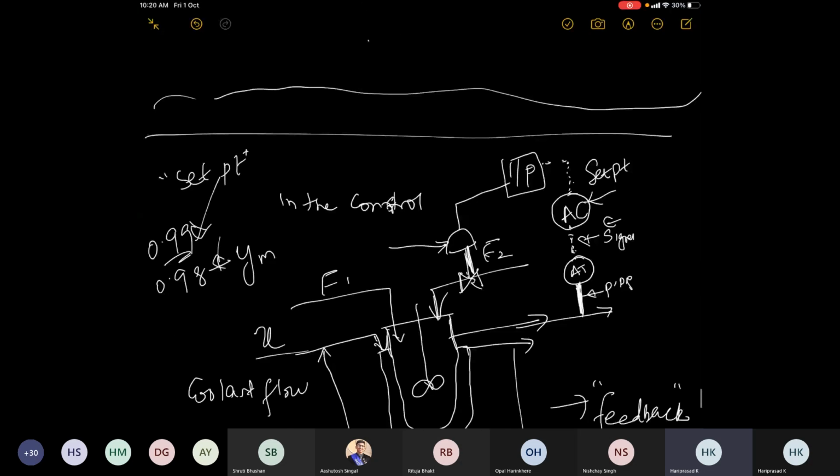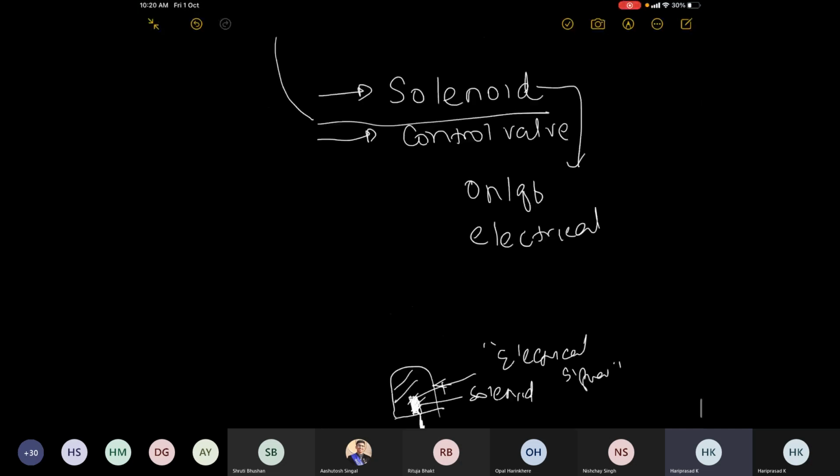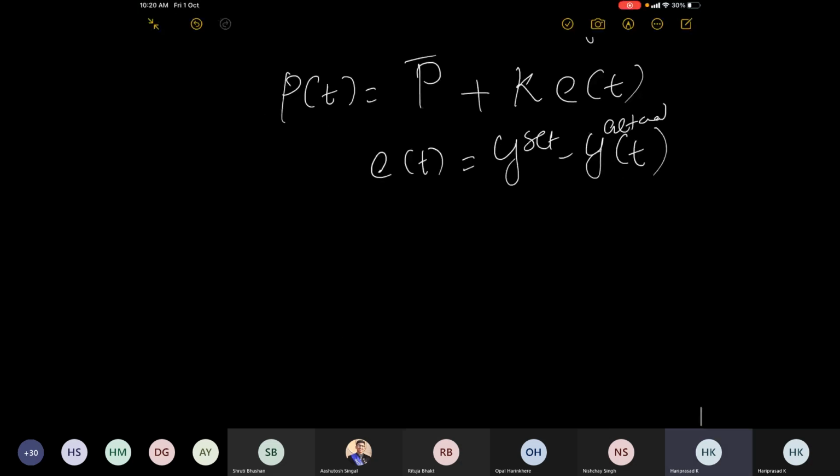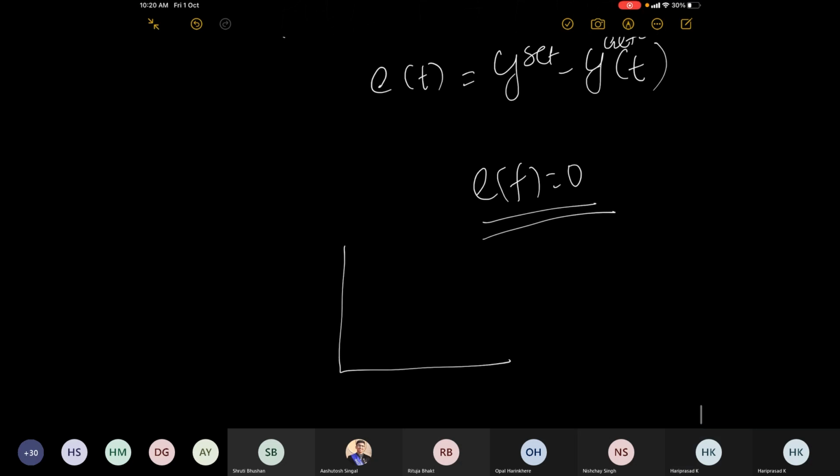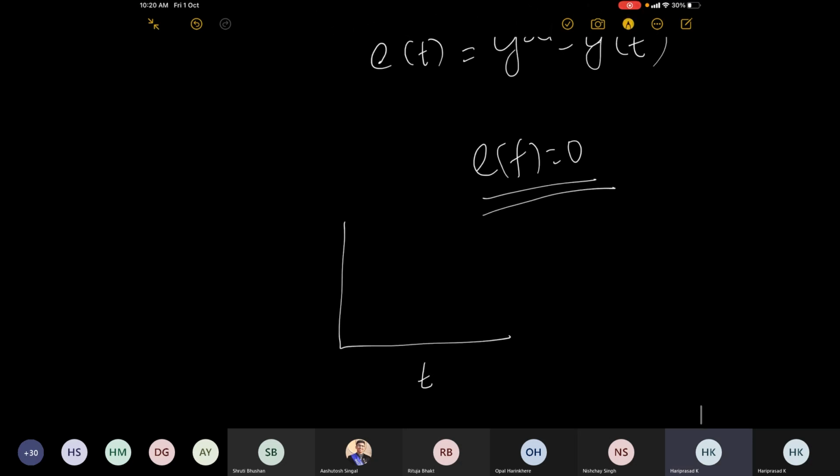When P of t changes, I to P output would change, which essentially means that air supply will change, and it would affect the diaphragm opening. So that's how overall this correction works, and this process would be continued until E of t becomes 0. But the problem here is that E of t can momentarily be 0, then it can again come in. So if you try to look at the profile of E of t with respect to time, E of t can of course be negative or positive.